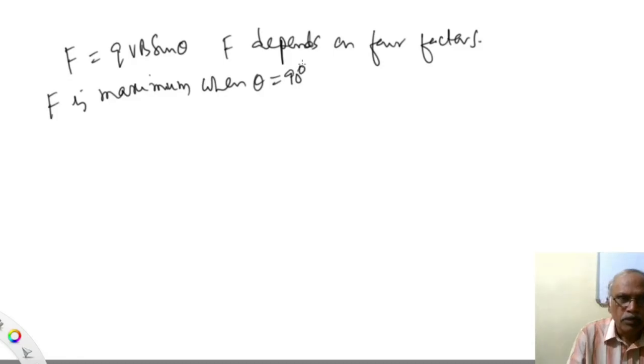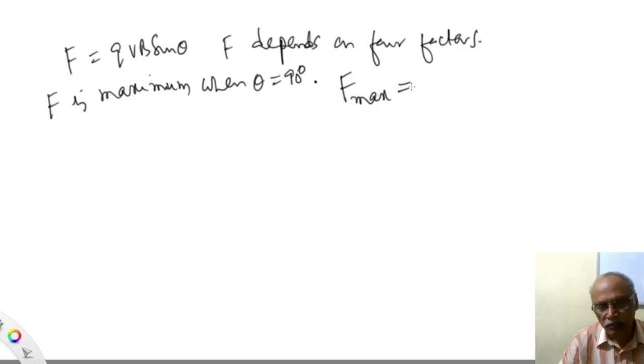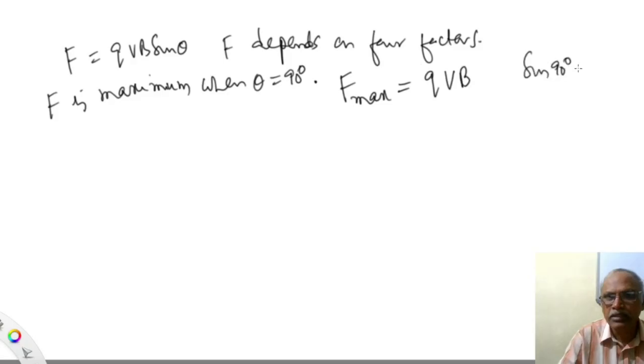And what is that maximum force? Chepu, tell me what is that maximum force? QVB, because sin 90 is 1. As sin 90 degrees is 1, F maximum is QVB. Therefore, the maximum force on a charged particle in the magnetic field is QVB. Alright? Yes, sir. Okay.